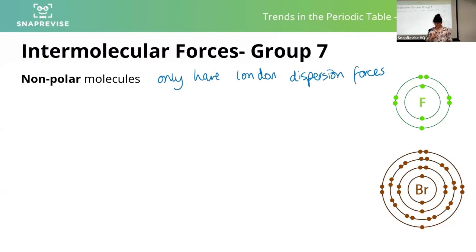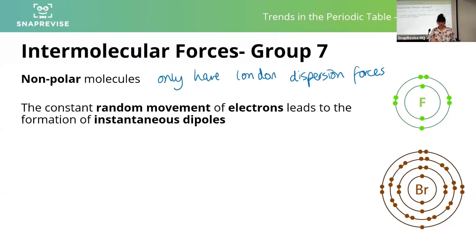How do they form? Or why do they happen? I have seen exam questions where they ask you to describe how a London force arises. So how does it arise? The constant random movements of electrons. We draw them in electron shells and we draw them in bonds, but the reality is they're moving all over the place. It's just that these shapes are where we are most likely to find a pair of electrons, or most likely to find an electron. So the constant random movement of electrons leads to the formation of instantaneous dipoles.